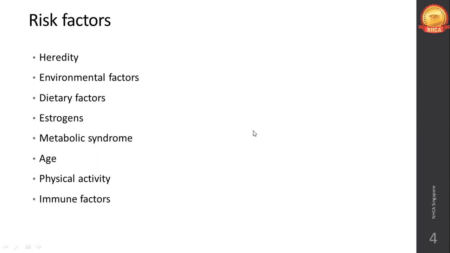Then immune factors. A healthy immune system can recognize foreign cells and destroy them in the first stage itself. It does not allow them to wait and do any genetic mutation. But if your immune system is not working properly, tumor cells can still form because your immunity is not able to identify a foreign agent, and an unchecked growth of tumor cells will keep happening, and that leads to cancer. So these are the risk factors.